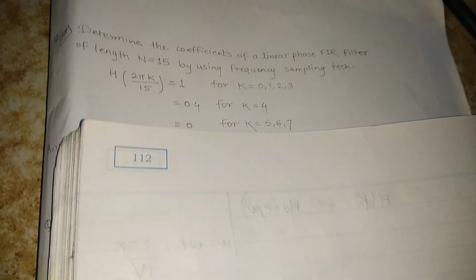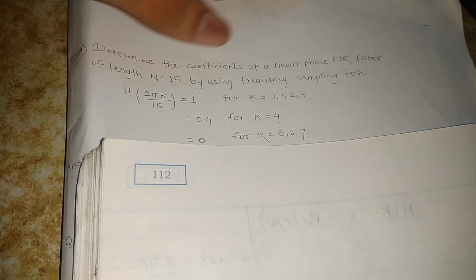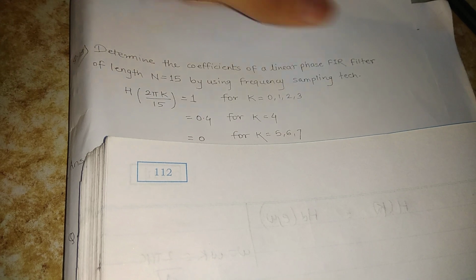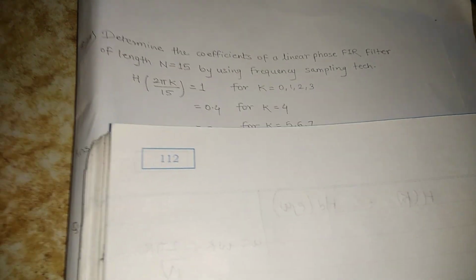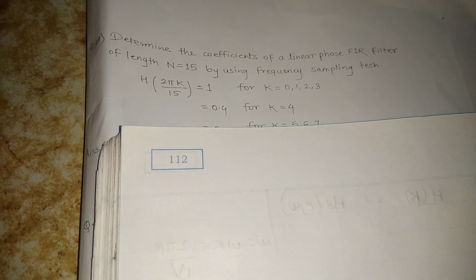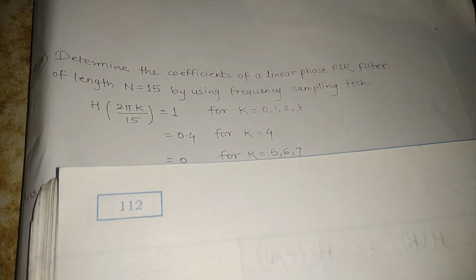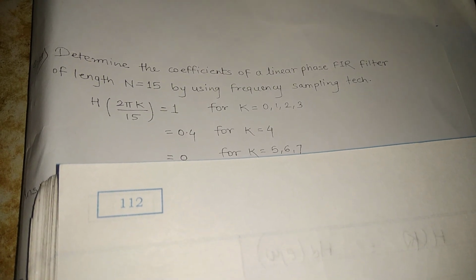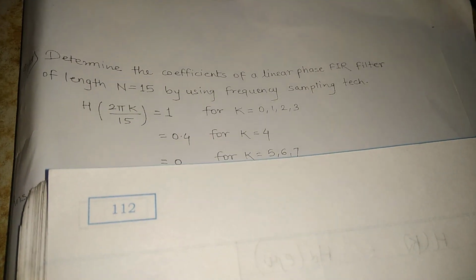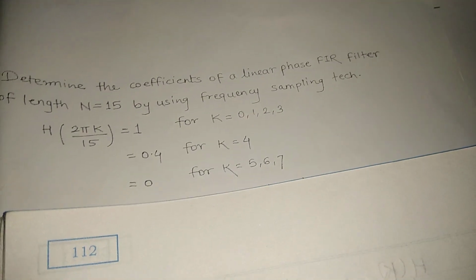In this video we are going to discuss this particular sum. So read the question. Determine the coefficient of a linear phase FIR filter of length N = 15 by using frequency sampling technique. H of 2 pi k by 15 is equal to 1 for k = 0, 1, 2, 3, and is equal to 0.4 for k = 4, and 0 for k = 5, 6, 7. Okay, so this is the question.